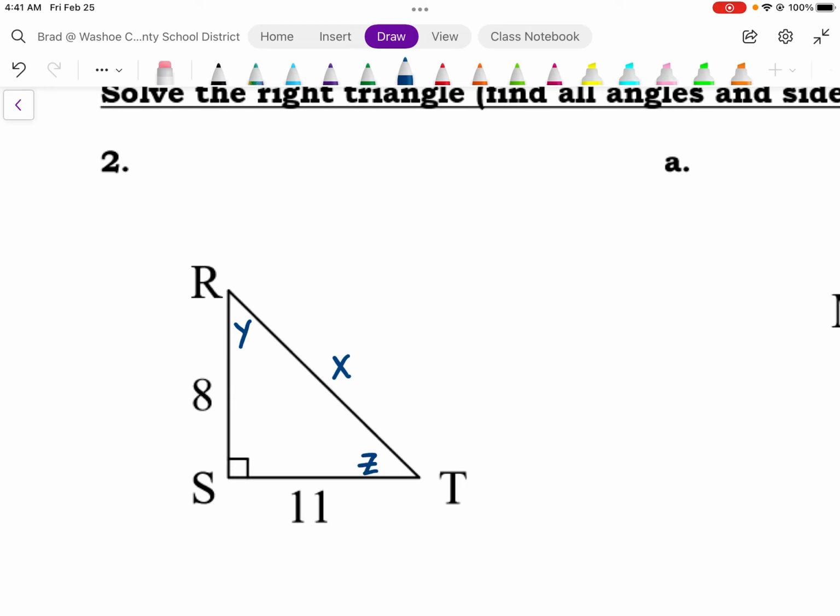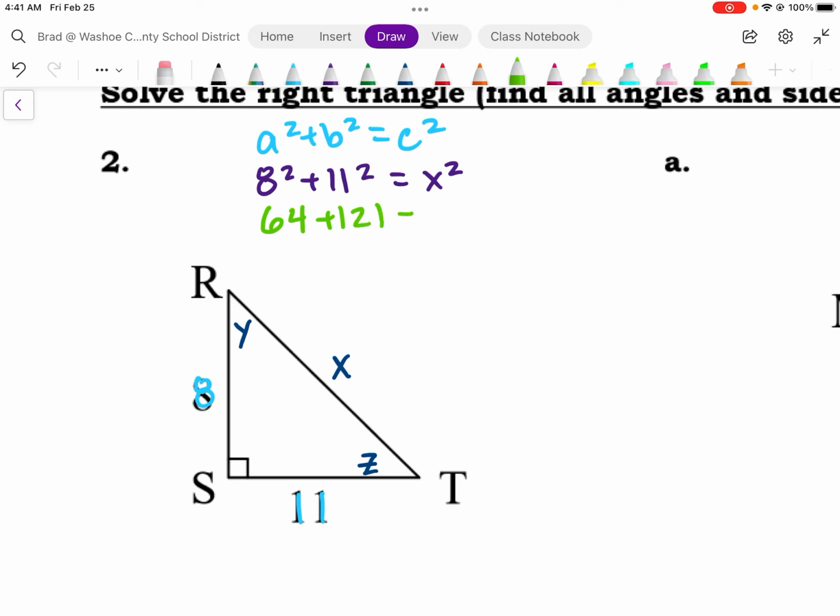Okay, so I'm going to go ahead and start with Pythagorean Theorem again. So a squared plus b squared equals c squared. And I'm doing that because I have 2 sides here with that 8 and the 11, and it really lends itself to a Pythagorean Theorem situation. So 8 squared plus 11 squared is equal to x squared. So that'll be 64 plus 121 is equal to x squared. So that's going to be 185.